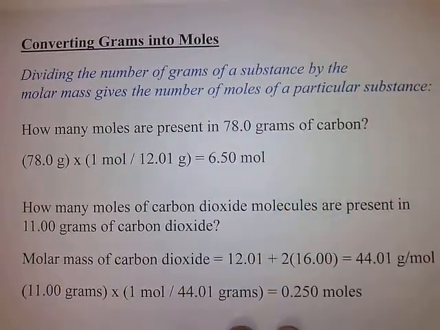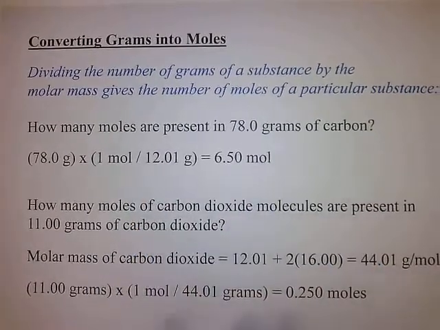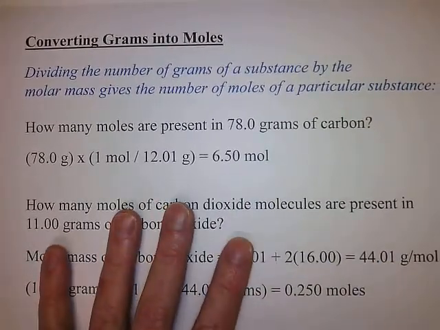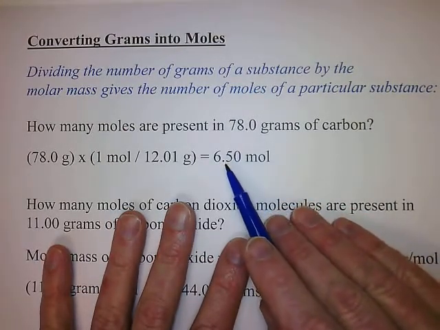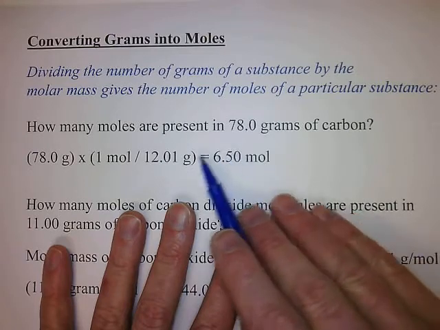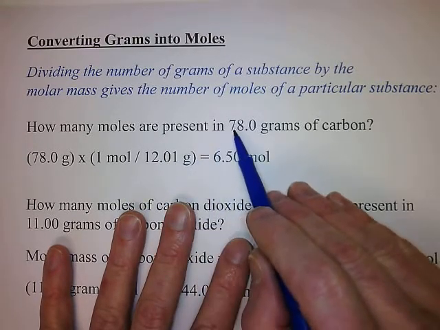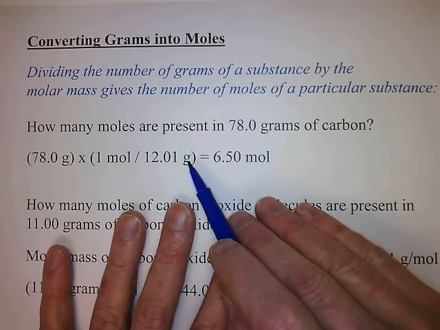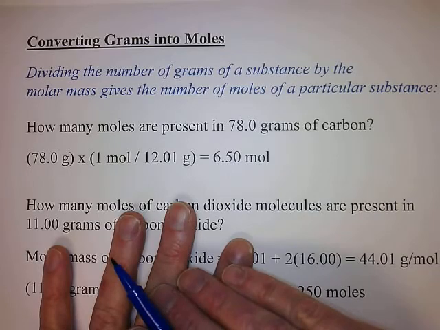If you're ever not sure what to do with the two numbers, just try to reason through it. Do you divide 78 by 12 or the other way around? If you think about it this way, it takes 12.01 grams to make a mole. We have 78 grams. 78 grams is bigger than 12, so your number has to be bigger than 1.